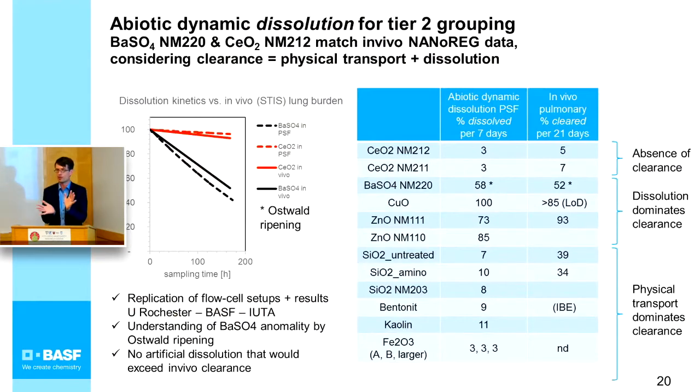So we can clearly differentiate between these two materials, and we can have conditions that exactly mimic the in vivo dissolution rate. And now we apply this to many more materials, different versions of ceria. It matches the observation in vivo, essentially in absence of clearance. Barium sulfide, we finally understand this material which does dissolve under in vivo situations, and the soluble ones, copper oxide, zinc oxide, and those that are dominated by physical transport, the silicates, bentonite, kaolins, so silicon aluminosilicates, or the iron oxides, which just do nothing.